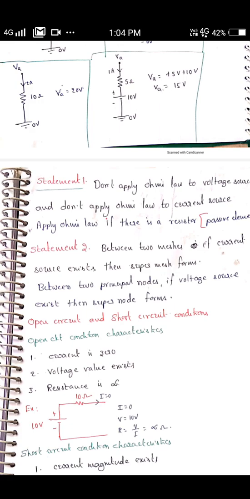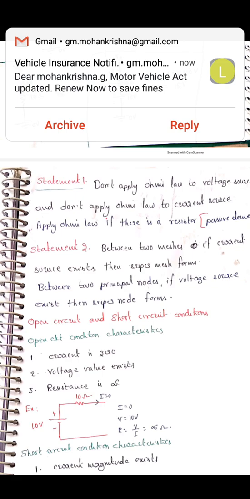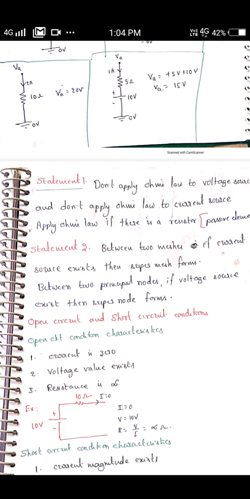Similarly, between two principal nodes, if there is only a current source, we also can't apply Ohm's law. At that time also, by using the super node concept, we have to solve the problems. Remember these two statements and practice problems. You can get some idea about these two statements. Very important statements these are.